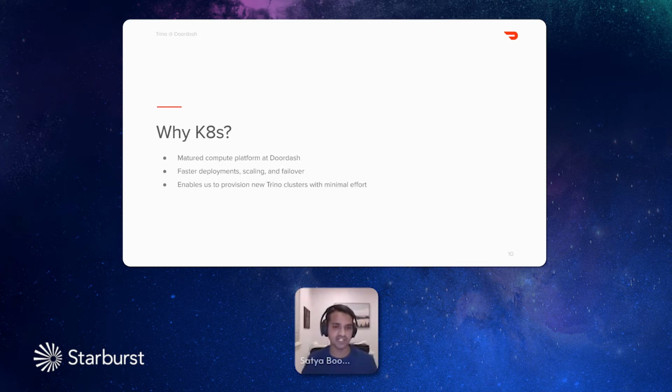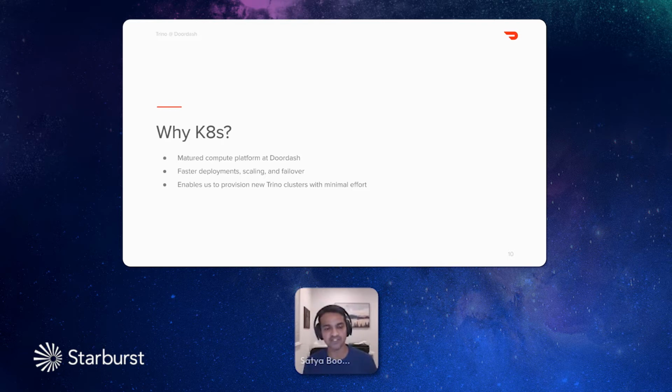We are completely an AWS shop. Why not deploy on EC2 or something else? First thing is basically Kubernetes is the matured compute platform at DoorDash. Every single microservice we have is being deployed on Kubernetes. So when we were talking about deploying Trino, it became the obvious choice with the amazing support from our compute platform. The deployments are much faster compared to having Trino run on EMR, things like that.